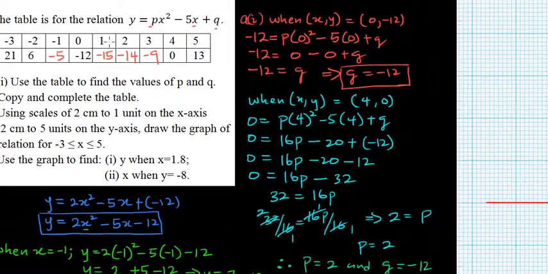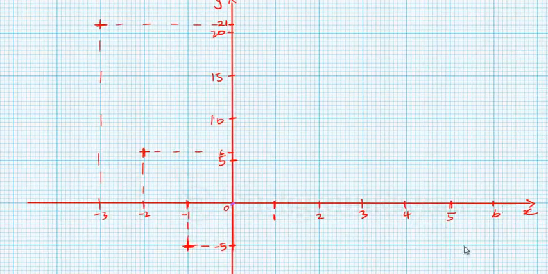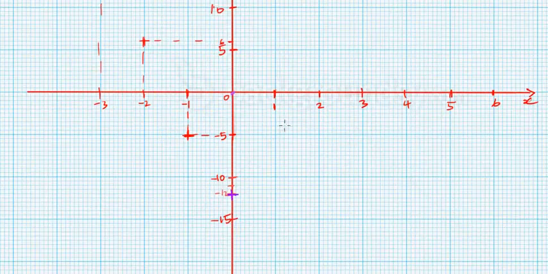Let's go again. When x is 1, y is minus 15. This is x as 1. Let's trace it to minus 15. Yeah, this is y, minus 15. So I'll mark this point.